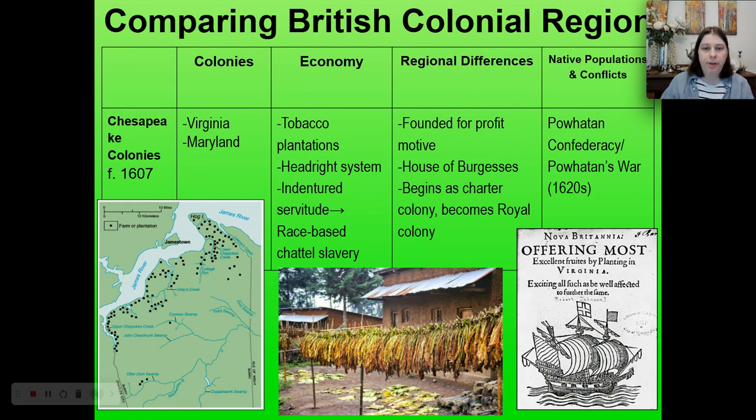Key things about the Chesapeake. First, and extremely likely to come up if you get a question on this, is that Virginia is founded for economic motives, right? It's founded by a joint stock company, as we touched on earlier. These are early corporations. They have a charter from the king, permission to exist from the king, but it's a private corporation. Its purpose is to make money for its stockholders.